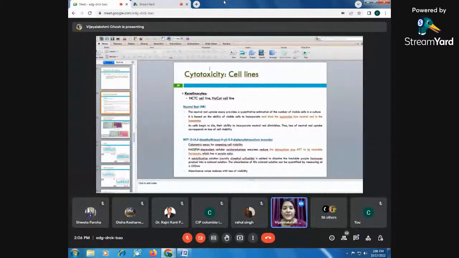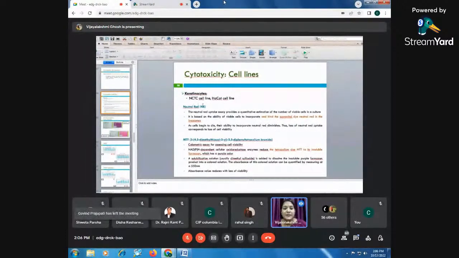Then also we check the cytotoxicity on the cell lines. So there are keratinocytes. The keratinocytes from NCTC cell line and HaCaT cell line were used for studying cytotoxicity. There are two assays, neutral red assay and MTT assay, which were used.